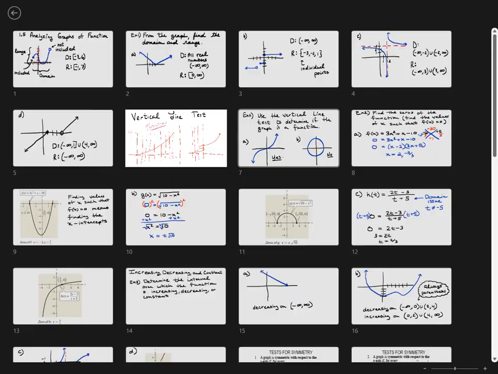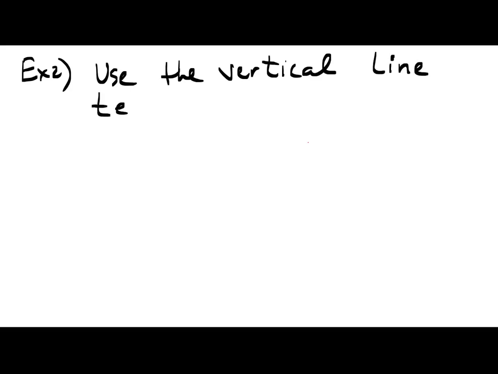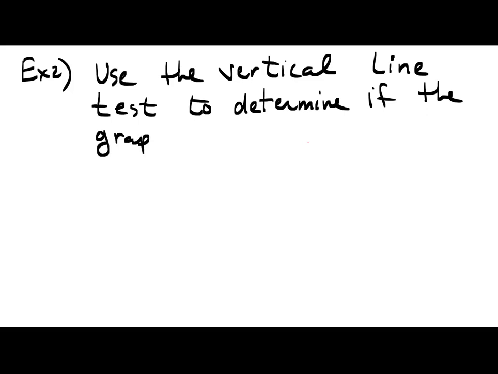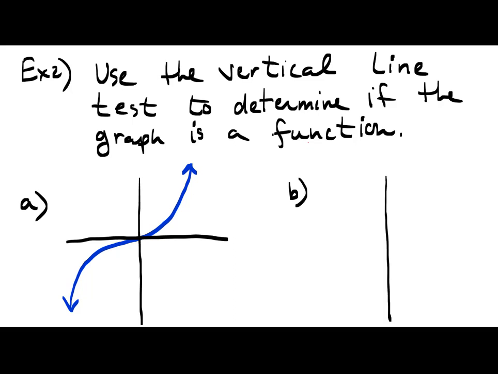Okay, so let's jam. Just a yes or no on this one. Are these functions or not? Use the vertical line test to determine if the graph is a function. So these are probably easy. You just look at it and say yes or no. That's it. Graph A, graph B, no. And then we go from there.